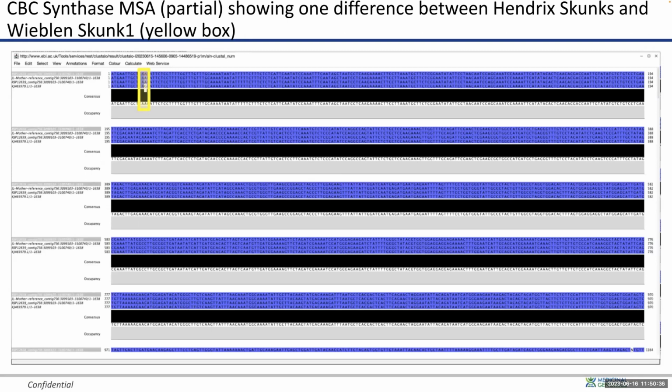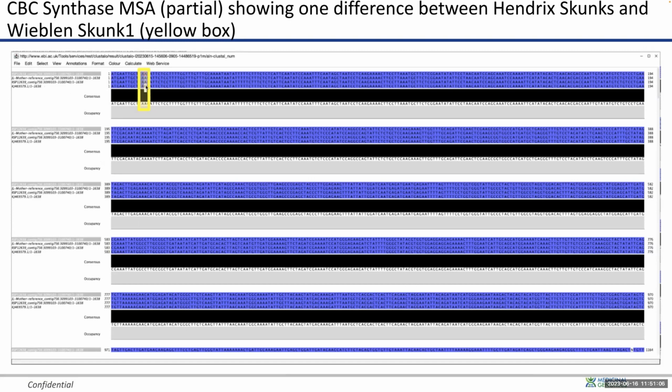And there's one more part of the story. I did have also the CBC synthase gene to look at from the paper. One of those THC homologs hits what we have annotated in Jamaican Lion as CBC synthase. And I compared the Jamaican Lion mother in one of these rows in the gene. And then I have the two Hendrx samples. These are the RSPs. And then down here is the Weeblin skunk 1.